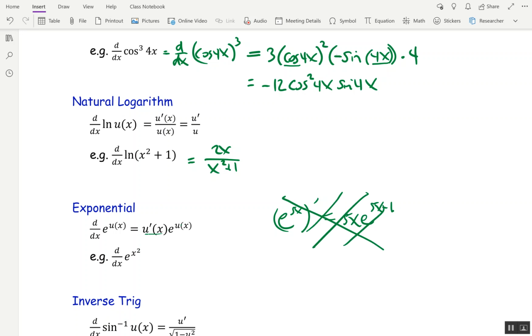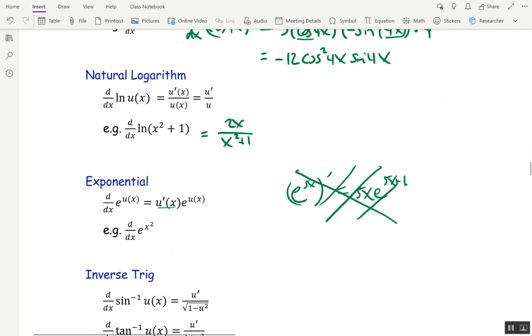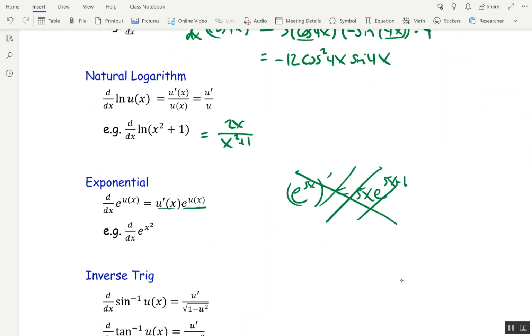That's the power rule that you use for x to the n. But exponentials, e, they have their own special set of rules. And this is the rule. You just copy down e to the u, multiply by u prime. And so this derivative, leave a space in front, e to the x squared, and in the front you multiply by the derivative of x squared, which is 2x.